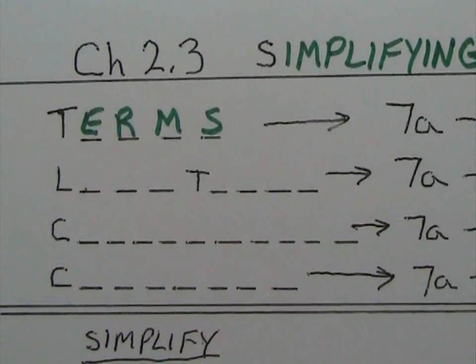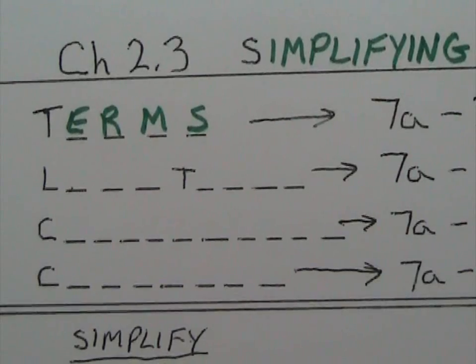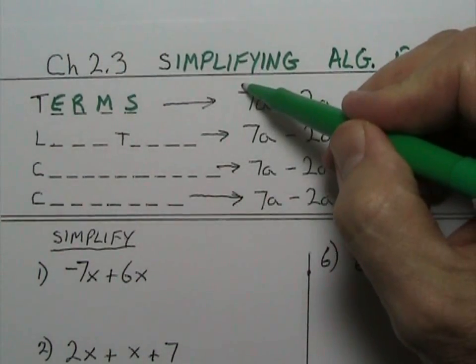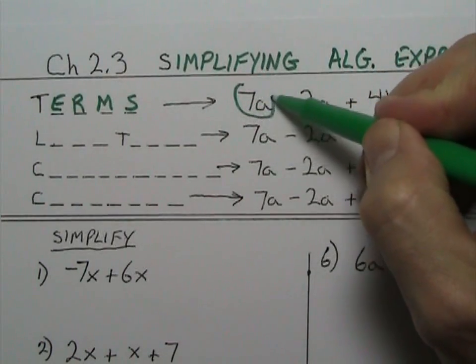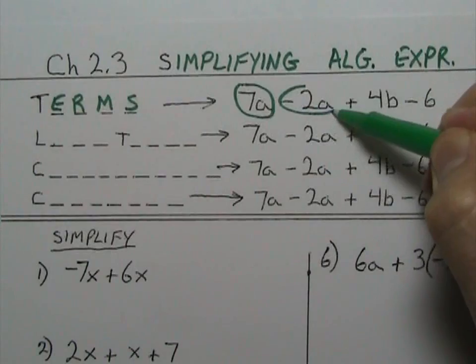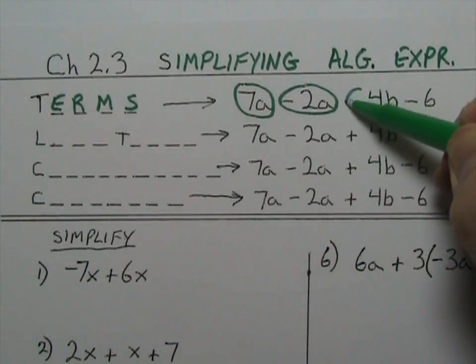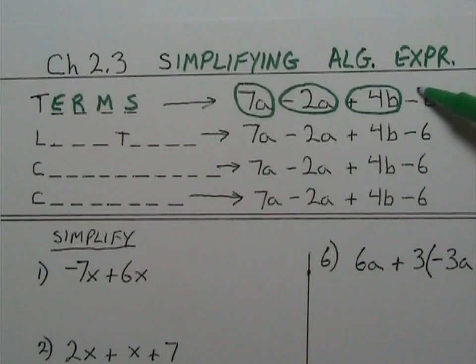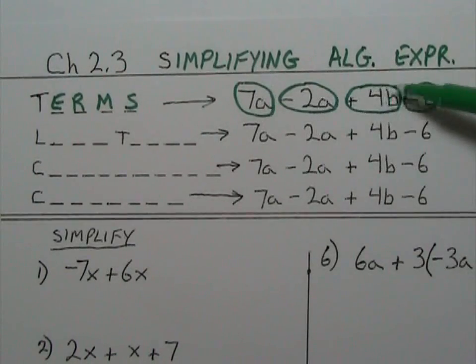Terms. Now each one of these is called a term. Excuse me, we'll circle each one. They're separated by plus and minuses. I'm circling the plus there just so we know it's positive 4b. And that's negative 6 or minus 6. So each one of these is a term.